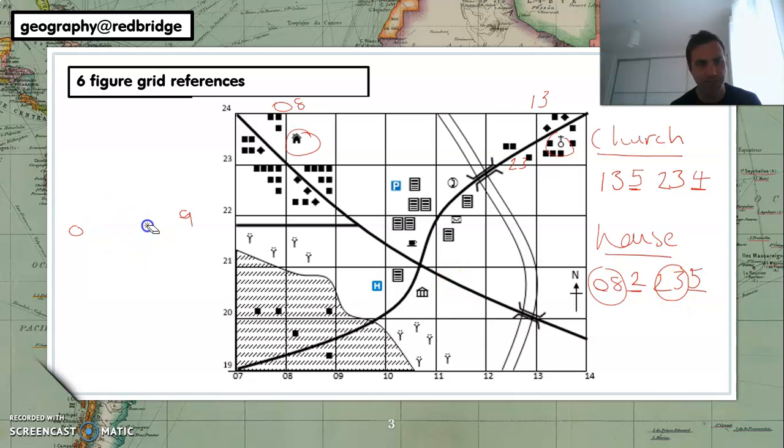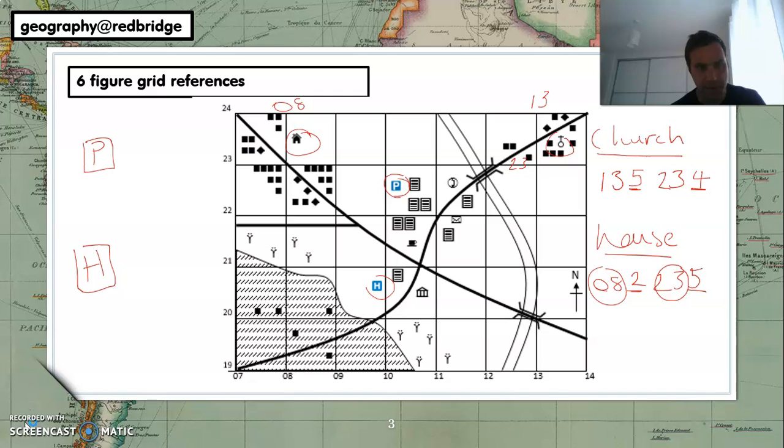Right, so I'm just going to give you two to have a go at. What I'd like you to do is work out the six-figure grid reference for the phone box. Sorry, not the phone box, the parking. And the six-figure grid reference for the hospital. Now, normally the best way to do this is to look at the middle of the square. That's the best way to judge it. All right, I'm just going to press pause, let you have a go, then I'll give you the answers. Okay, on pause.